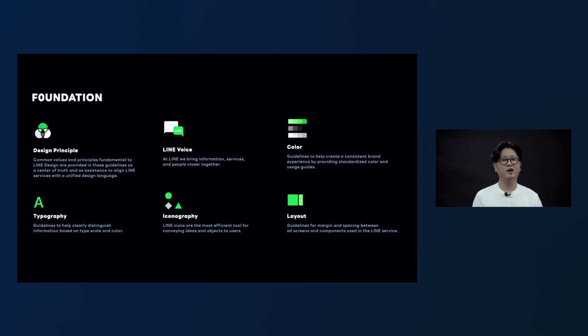There are 6 foundations in Line Design System. First is the design principle, which is the common value and principles. Second is Line Voice, which is providing a clear and considerate UX for users. Third is consistent color. Fourth is typography per region. Fifth is iconography. And sixth is layout, which is consistent.